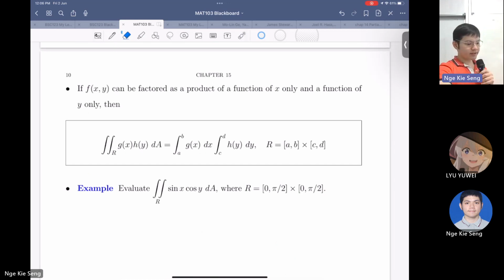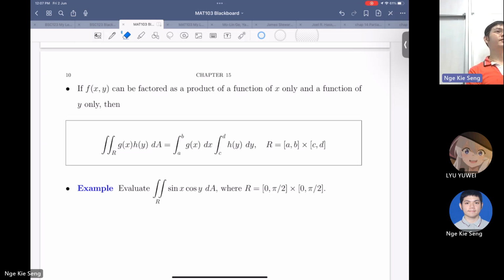Next, there's another theorem here. Let's say your function can split completely into a function in X and a function in Y. A good news is you can also split the integral into a product of the integrals of these two functions. Do you think this is good news? Because you treat the other variable as a constant, you put it away and do the integral later. Does it make sense? Actually, it doesn't make sense. Why?